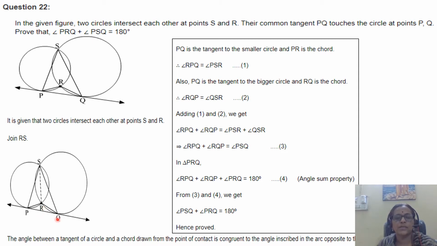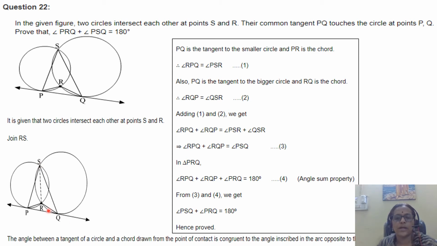PQ is tangent and SR is a chord of the bigger circle. So angle RQP is congruent to angle QSR. Label it as equation 2. Add these two equations. You have angle RPQ plus angle RQP is equal to angle PSR plus angle RSQ. So angle PSR plus angle RSQ is nothing but angle PSQ.